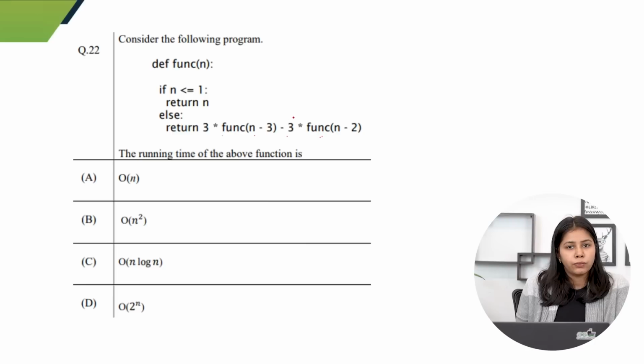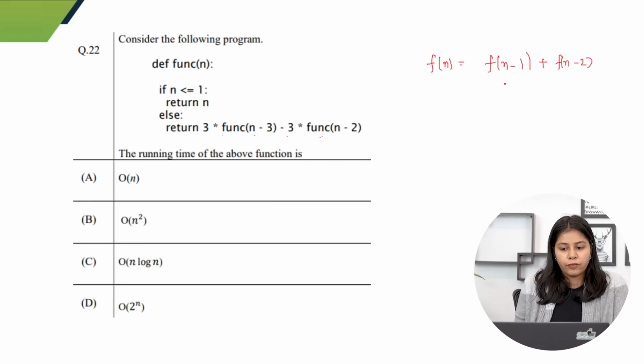So it is similar to the Fibonacci sequence, right? So what is Fibonacci? Fibonacci is the same: f of n is equal to f of n minus 1 plus f of n minus 2, right? So we'll use the previous two values to find out the next value, right? So it is also recursive. So this is given to me the same, and they ask me to find out the running time of the above function. So we know that the running time for this Fibonacci sequence is O of 2 to the power n. So we have the same running time in this as well, because it is similar.